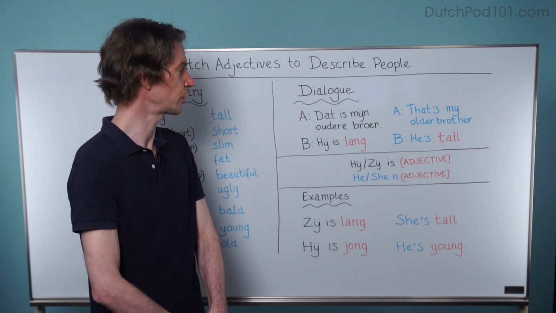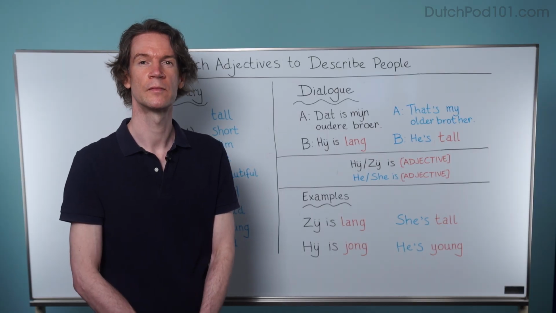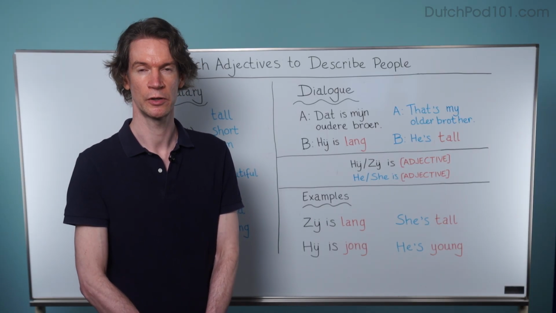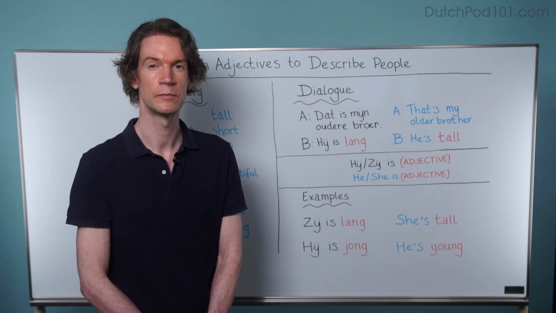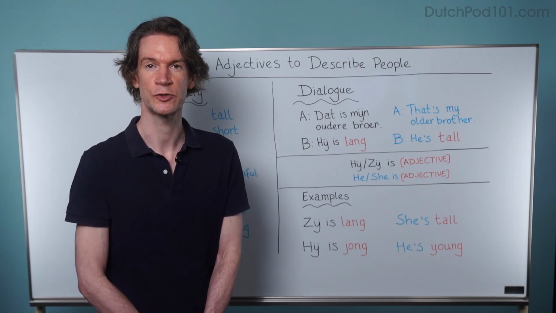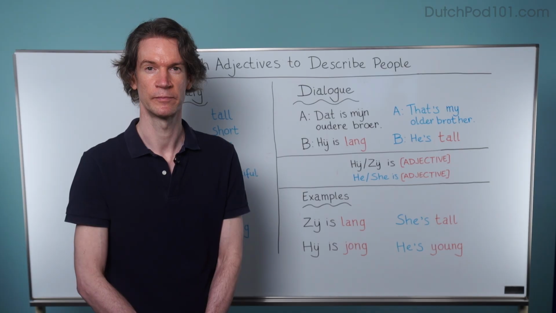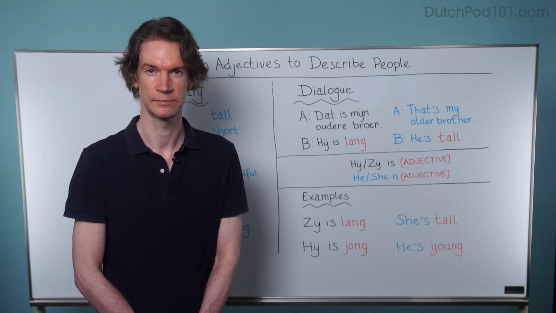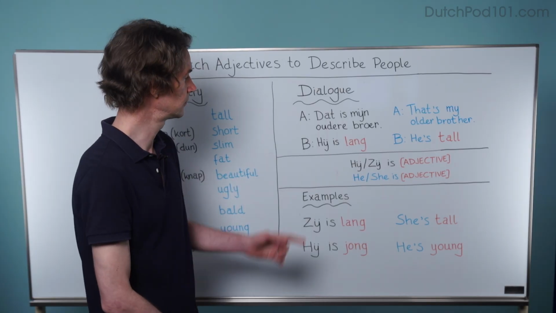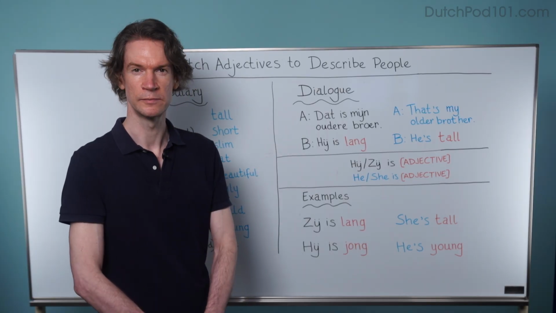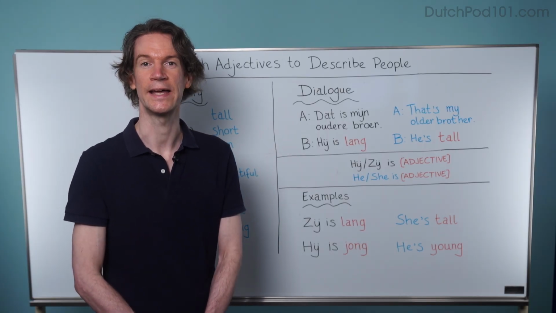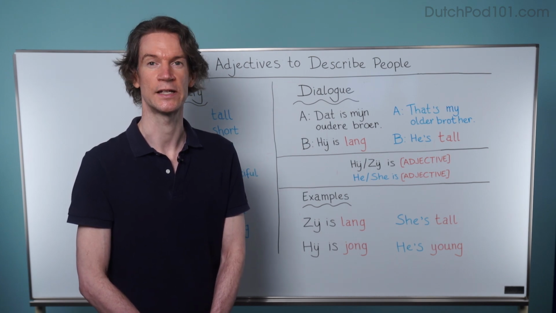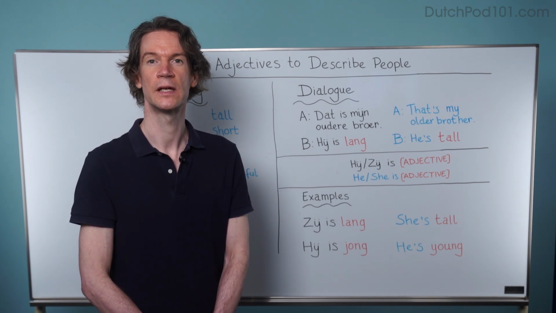Dat is mijn oudere broer. Dat is mijn oudere broer. Dat is mijn oudere broer. That's my older brother. Hij is lang. Hij is lang. Hij is lang. He is tall.